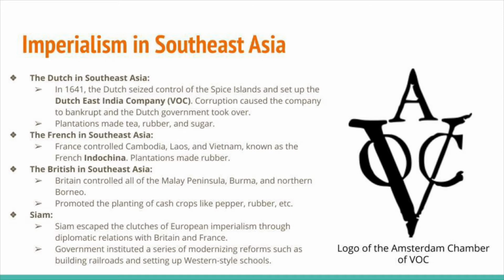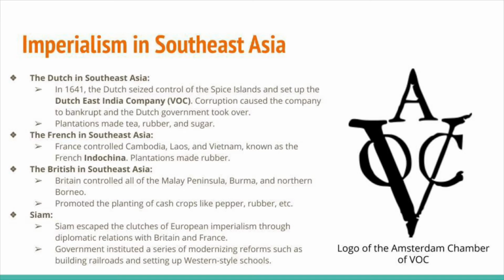Imperialism in Southeast Asia. In 1641, the Dutch seized control of the Spice Islands and set up the Dutch East India Company, or VOC. Corruption caused the company to go bankrupt, and the Dutch government took over. The plantations produced tea, rubber, and sugar.